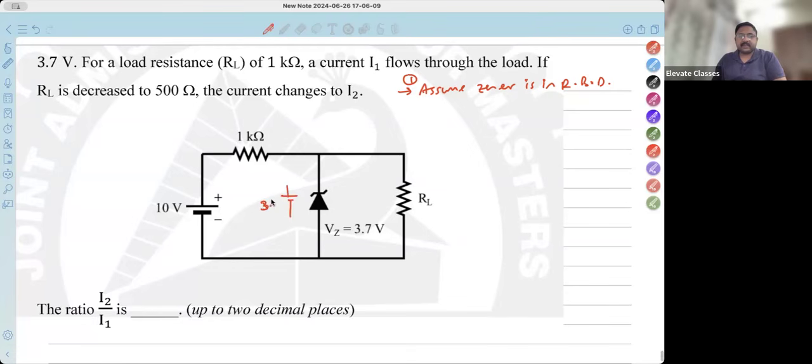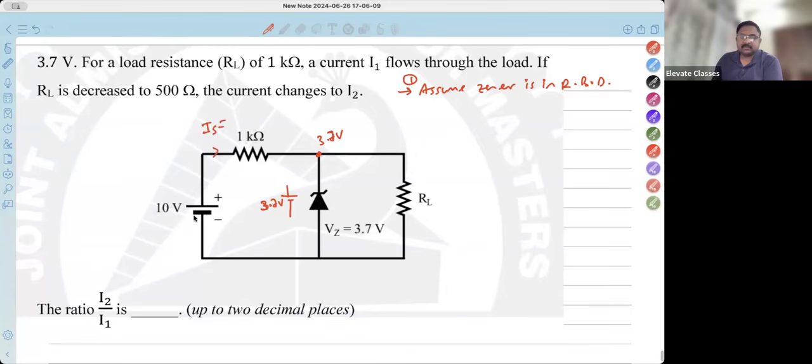3.7. Why? That is the Zener value. If this is 3.7, then what is this node? 3.7 volts. In the first case, this node has become 3.7 volts. All right, now let us solve the whole circuit. What will be this current?